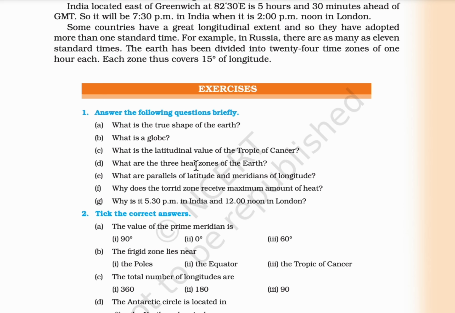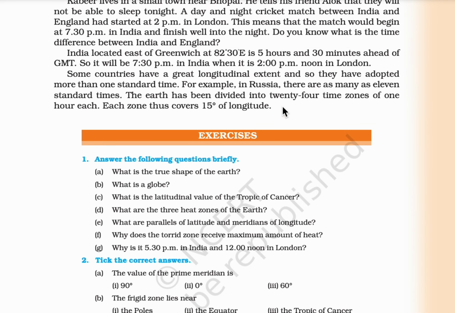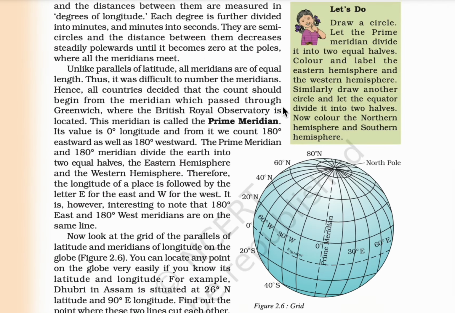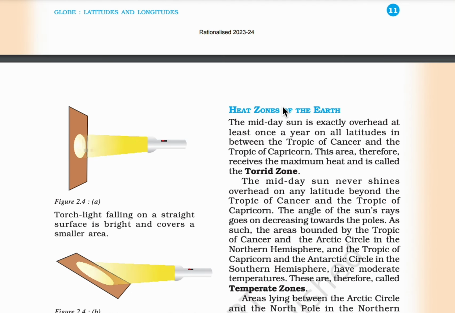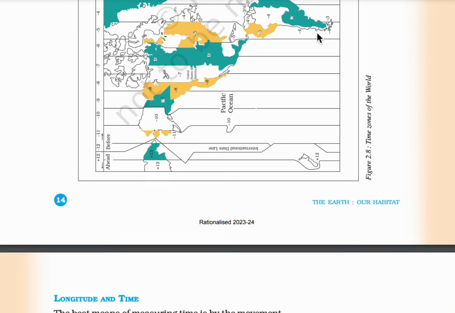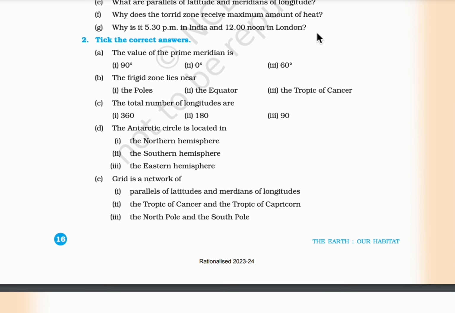And what are the three heat zones of the earth? We have three heat zones. One is the torrid zone, next one is the temperate zone, and the third one is the frigid zone. Here you can see the middle part, the green area, is the torrid zone, the orange area is the temperate zone, and the gray area is the frigid zone.